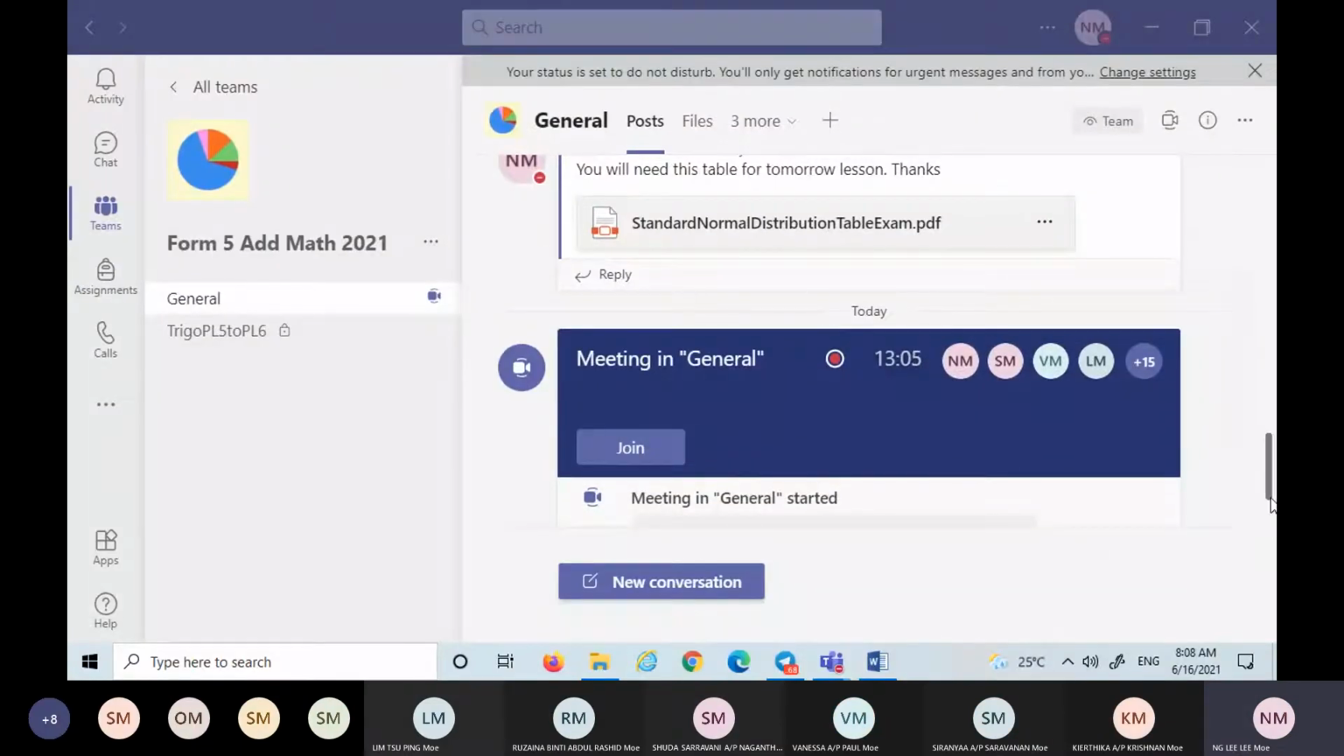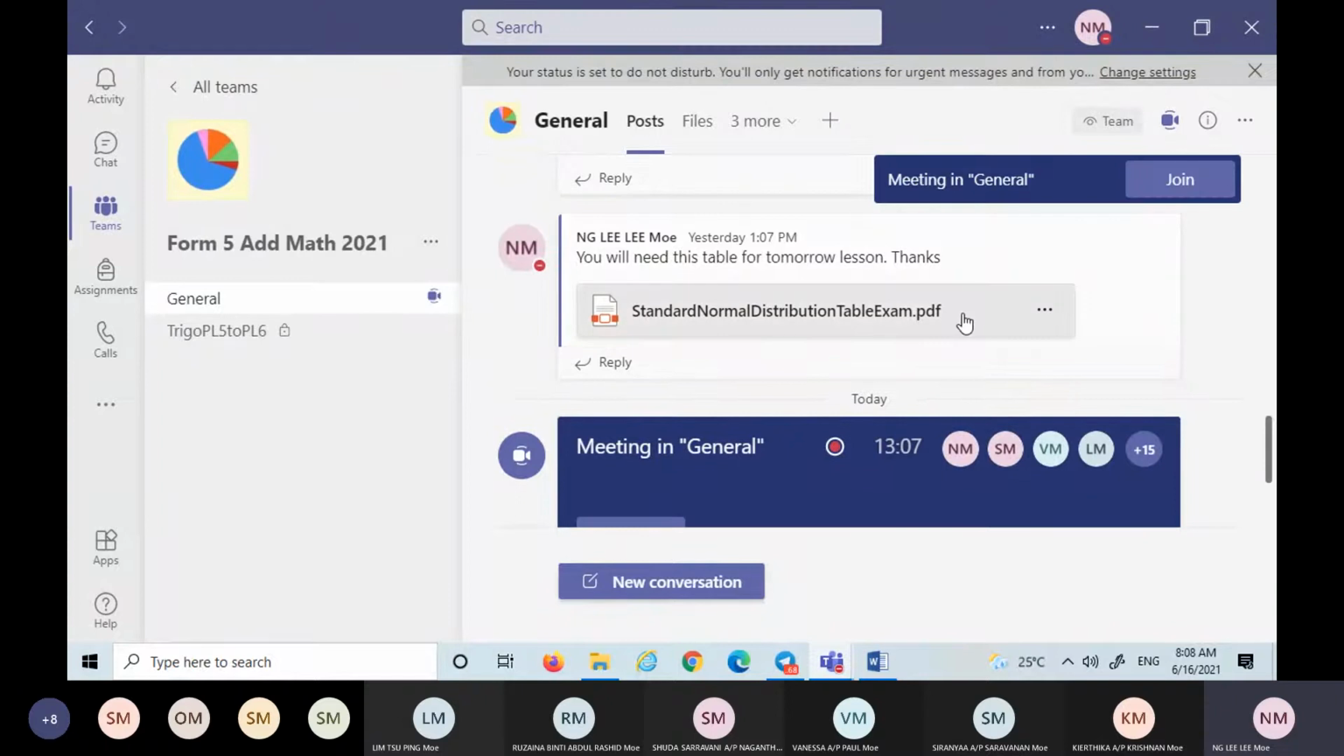If you see here, I have put in the standard normal distribution table. I labelled this one as exam because this is our real SPM paper I took from there.